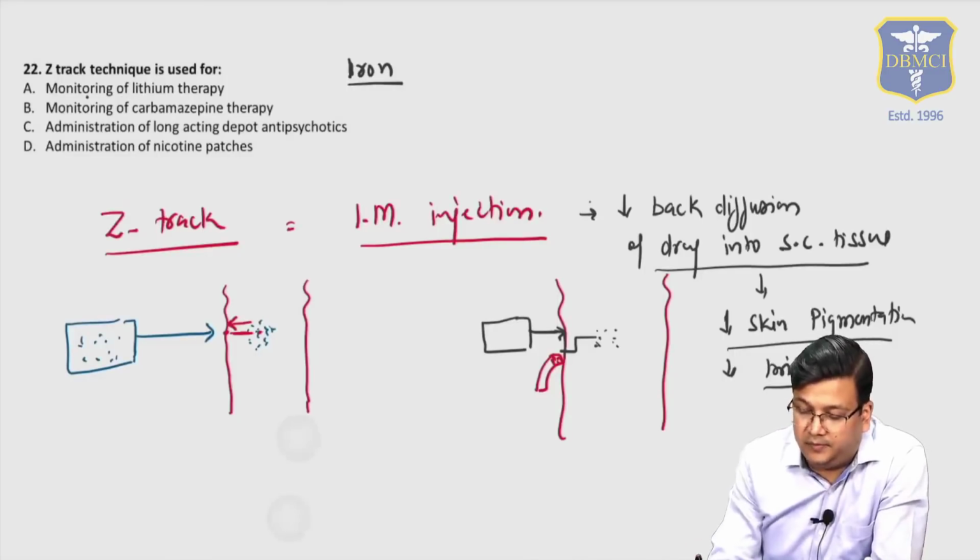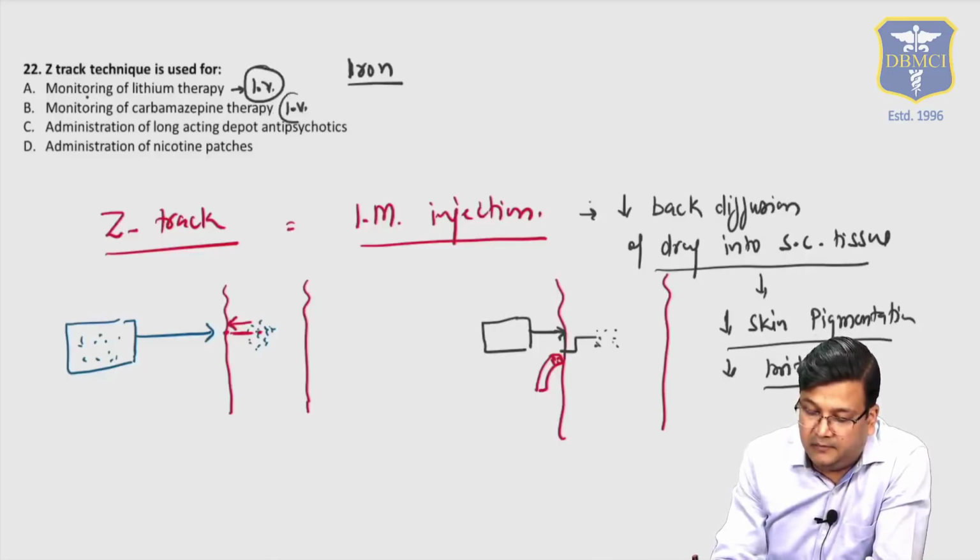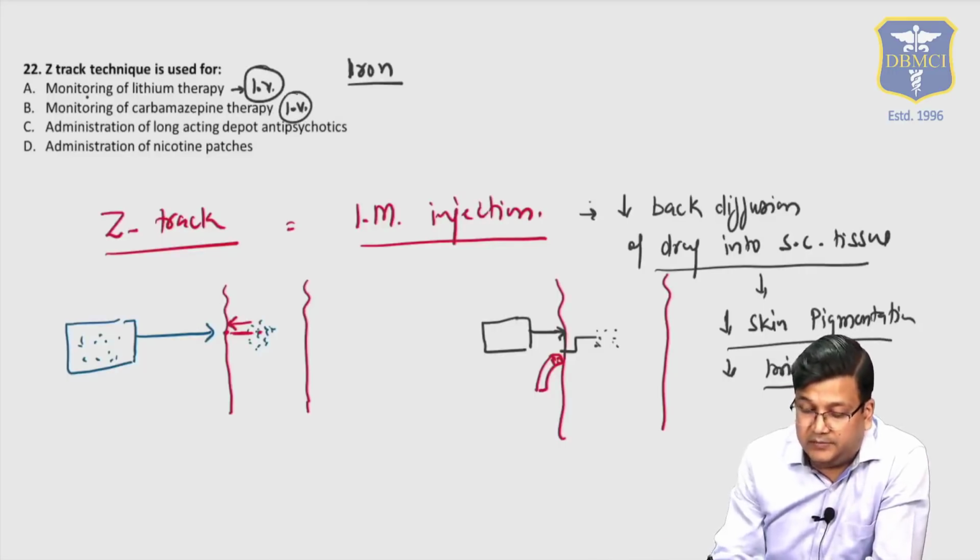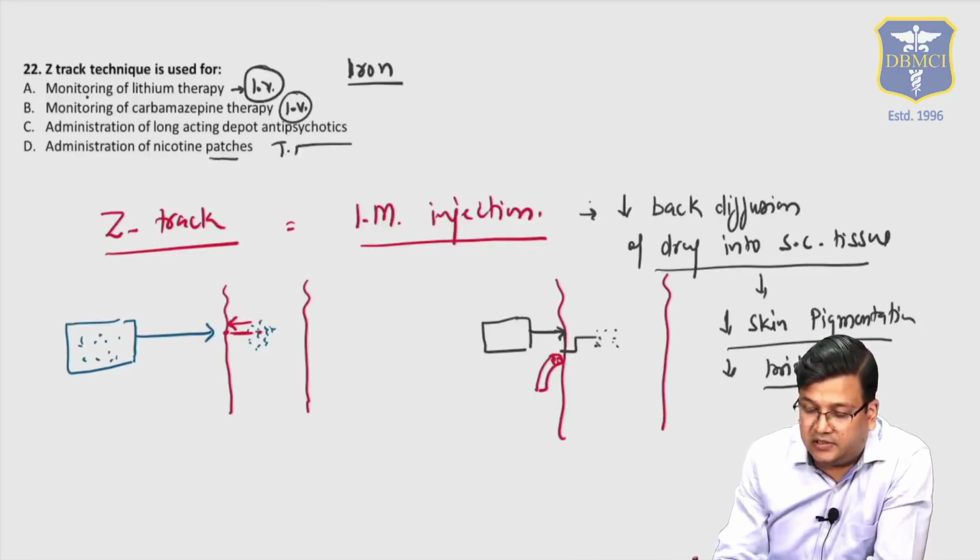Monitoring of lithium therapy. It is done by drawing an intravenous sample. No role of Z-track technique. Carbamazepine. Again, a blood sample is drawn. Administration of patch. Patch is transdermal. So the only possible option is administration of long acting.